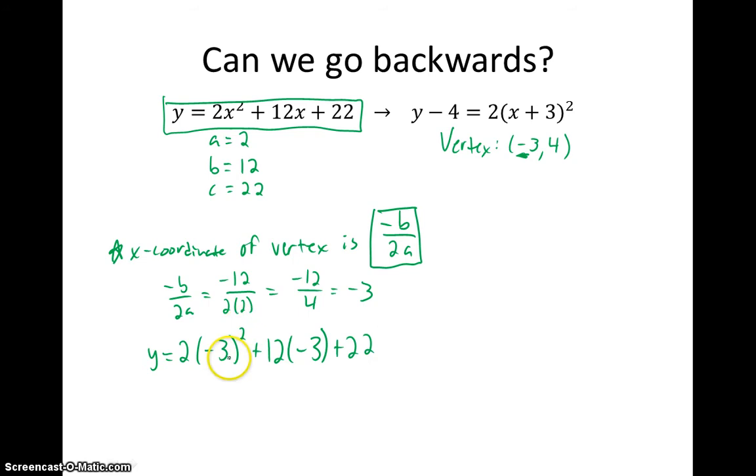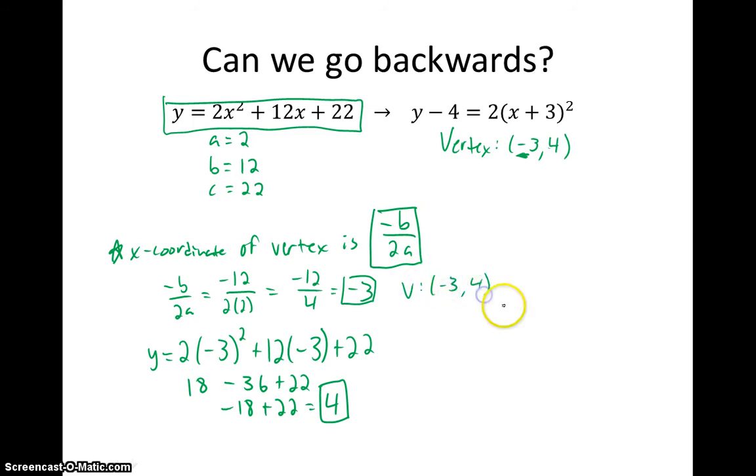So let's try it. Negative 3 squared is 9. So 2 times 9 is 18. 12 times negative 3 is negative 36. So I'm going to subtract 36 from that, and then I'm going to add 22. Well, 18 minus 36 is negative 18, plus 22 gives us a positive 4. Hey, that's cool. So we got our x-coordinate, we got our y-coordinate. I now know my vertex is at negative 3, 4.